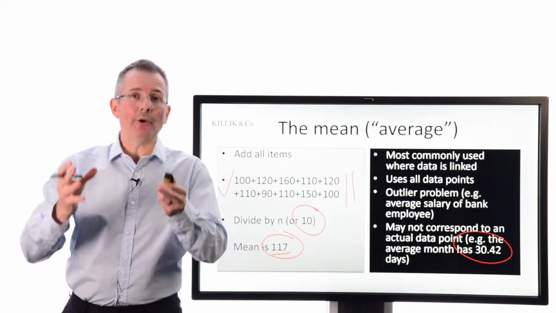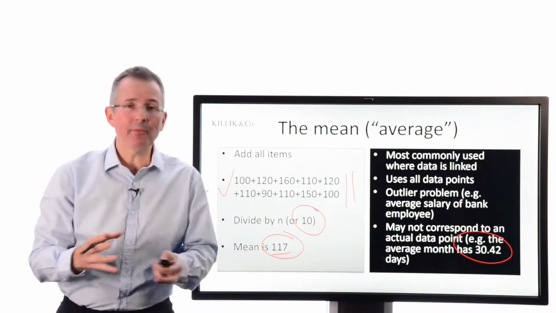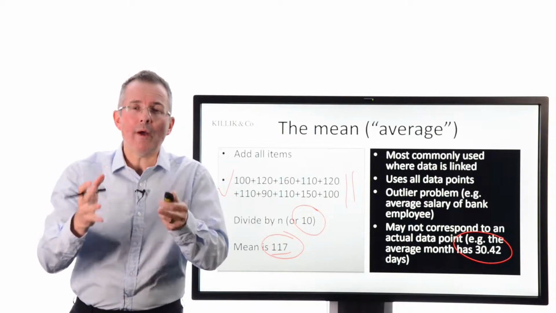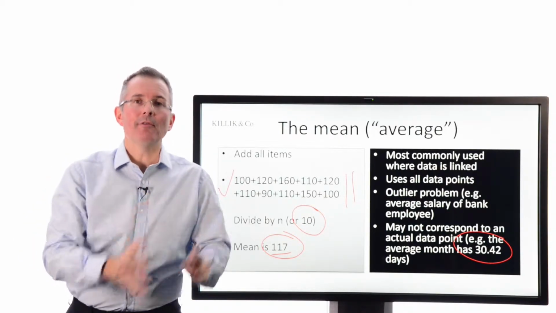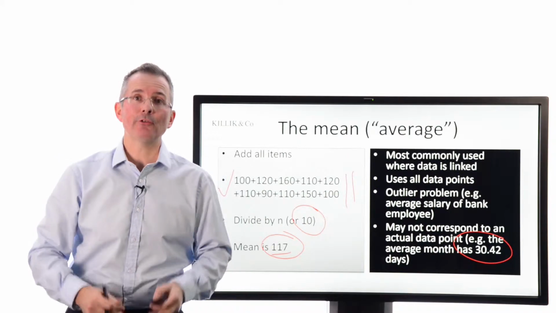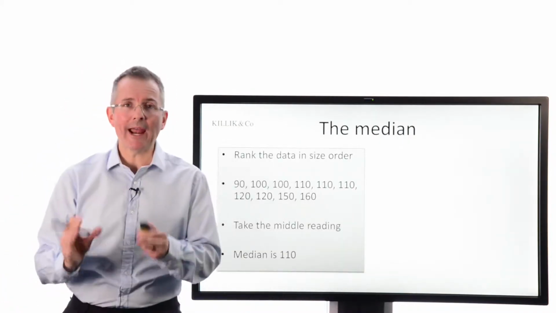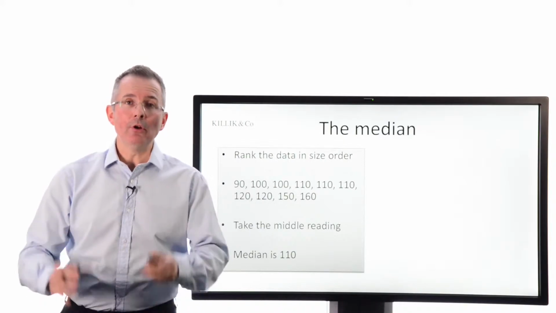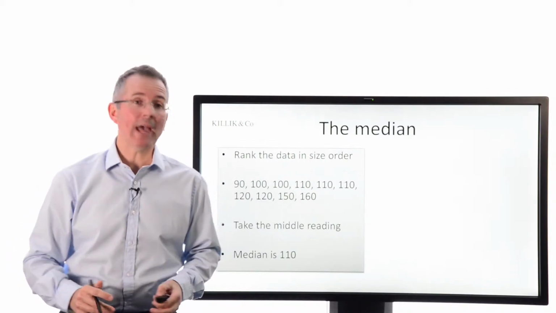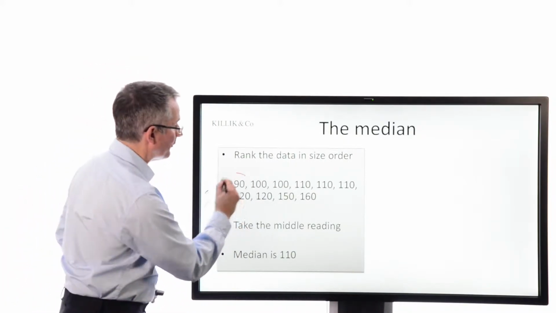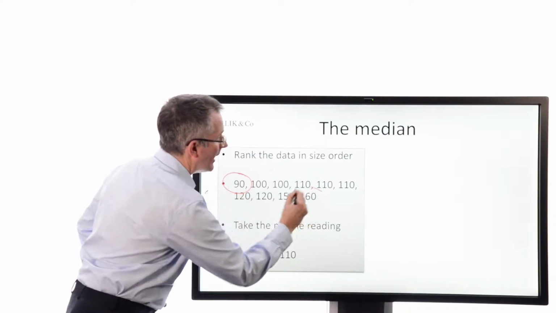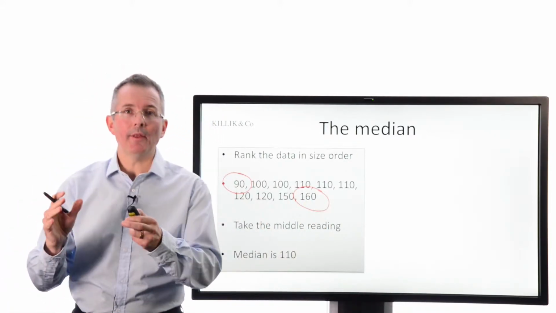Now, is there a way also of testing the outlier problem? Is there a way of getting a grip on whether or not the mean is representative of the data you're looking at? And the answer is yes, and it's called the median. So the median ranks all the data in size order. So looking at those 10 days worth of share prices, you'd simply take the lowest, rank all the way up to the highest, and then look for the one in the middle.